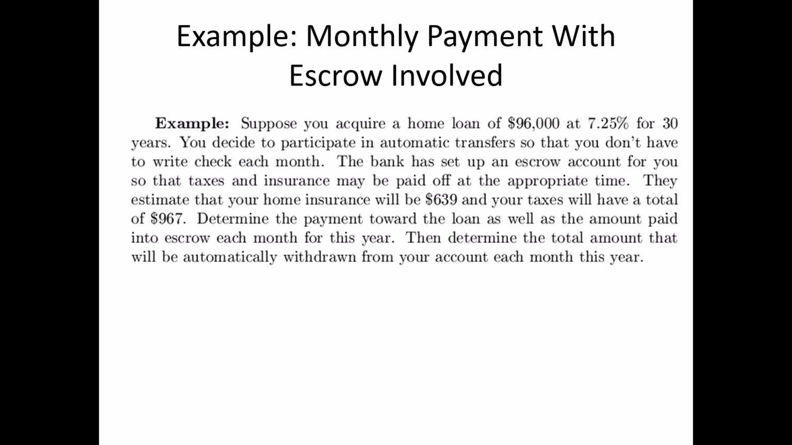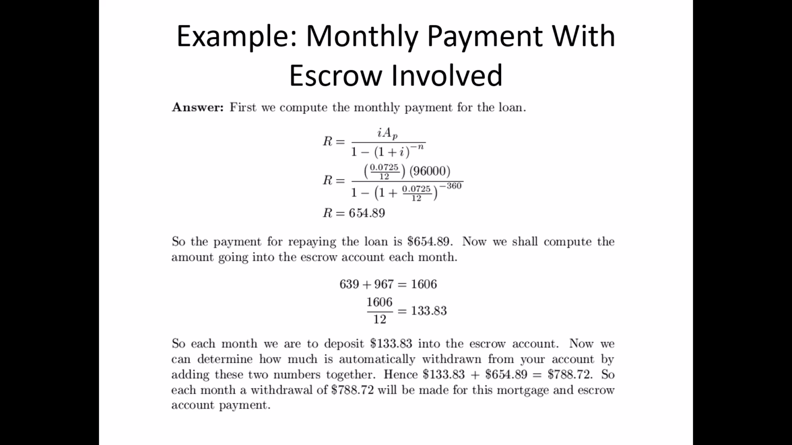Determine the payment toward the loan as well as the amount paid into escrow each month for this year. Then determine the total amount that will be automatically withdrawn from your account each month this year. So first, we're going to go ahead and compute the monthly payments for the loan. We use the monthly payment formula.